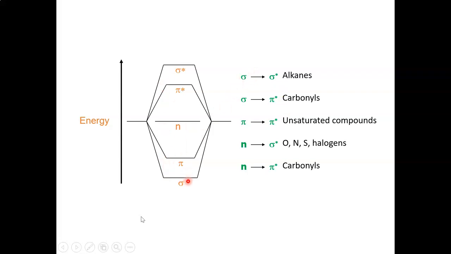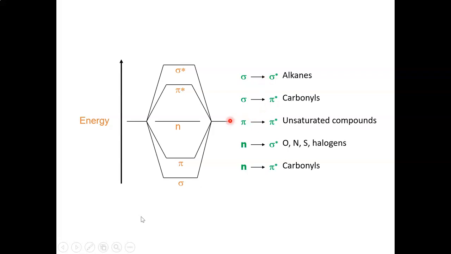So it can happen from sigma to sigma star, this is the big one, but later we will look at the discussion of it, since it is the biggest, so it requires higher energy. The second one is from sigma to pi star. Okay, sigma to sigma star earlier is only in saturated compounds, which have no double bonds, only sigma bonds.